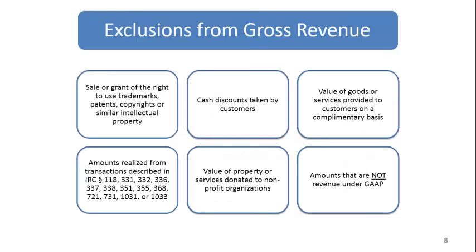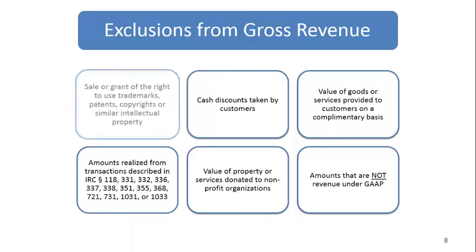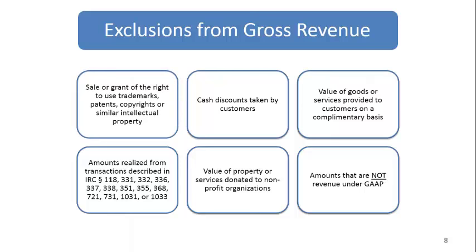There are several amounts that could be in a business's gross revenue that should not be reported on the commerce tax return. Those excluded items from gross revenue include the sale or grant of a right to use trademarks, patents, copyrights, or similar intellectual property, cash discounts taken by customers, the value of goods or services provided to customers on a complimentary basis, amounts realized from transactions described in several different Internal Revenue Code sections, which we'll discuss in a moment, the value of property or services donated to nonprofit organizations, and amounts that are not revenue under GAAP.